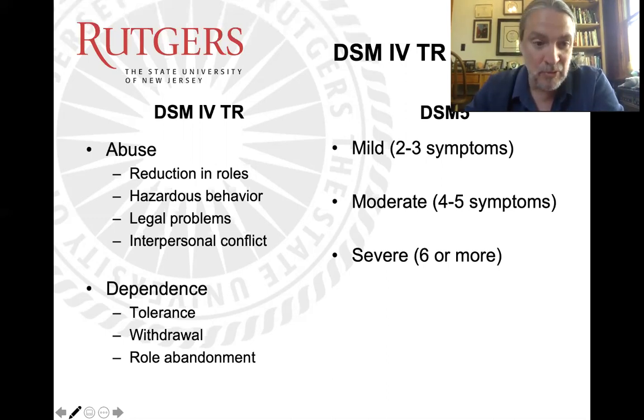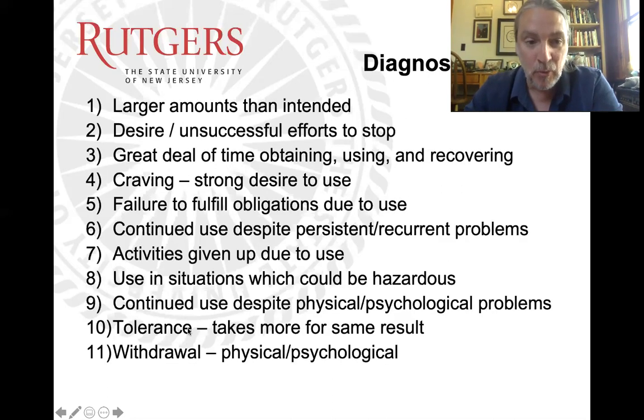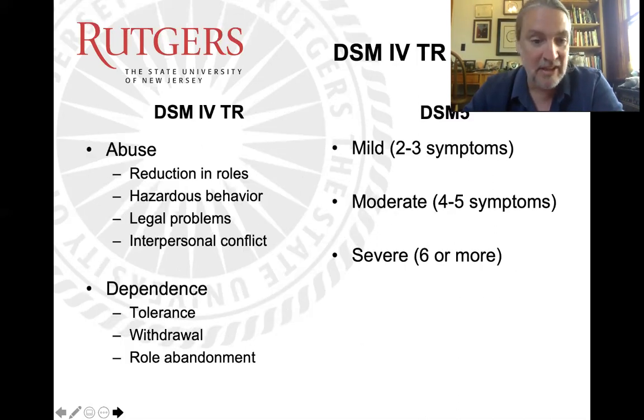Now, the symptoms that we were talking about before, and I'm going to click back to them. So you see here on the right side, 2 to 3 is mild, 4 to 5 is moderate, 6 or more are severe. And that's of these 11 categories. So if you have someone that fits 2 to 3, 3 to 4, or more of these symptoms, that's how the diagnosis is made.